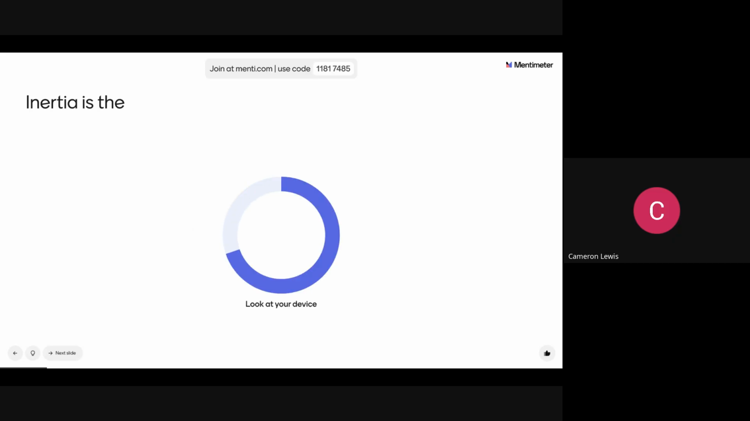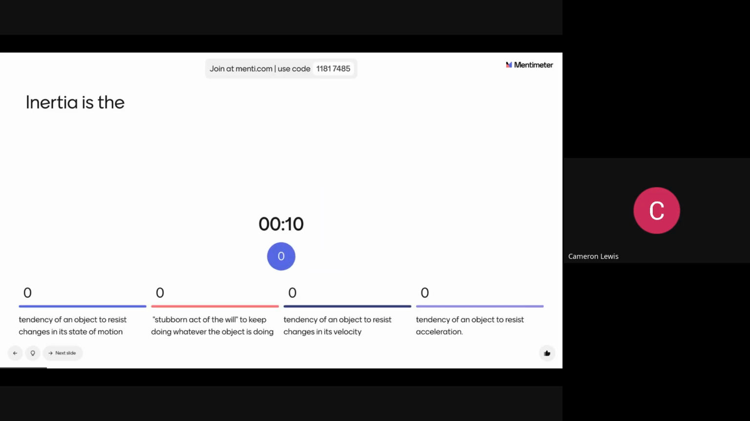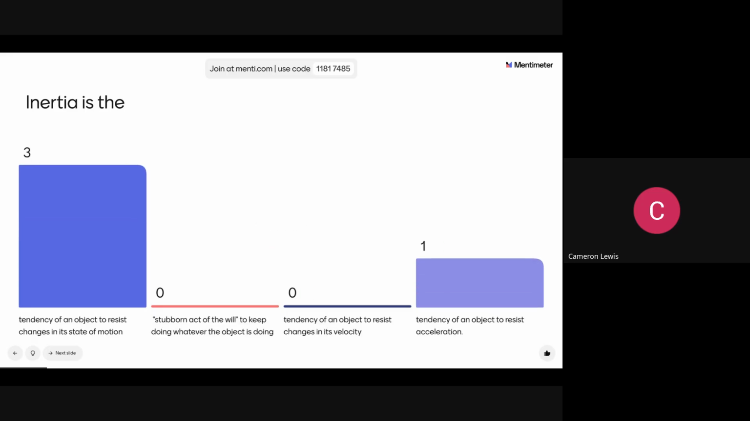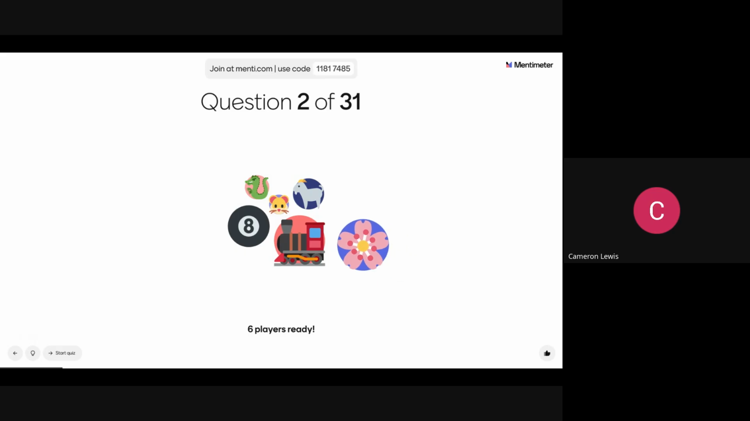So just to get started, inertia is the tendency of an object to resist change in its state of motion, or the tendency of an object to resist change in its velocity, or the tendency of an object to resist acceleration. This was not a trick question. The answer is all of the above. These are just different ways to represent what inertia is, and we get that from the practice problems where they have the definitions.